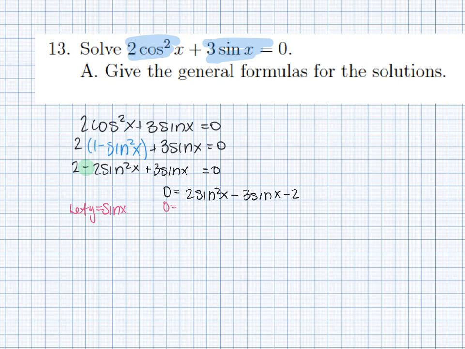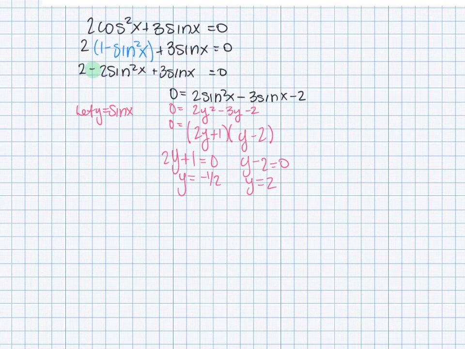So I'm going to rewrite this as 2y squared minus 3y minus 2 is equal to 0. And I can factor this to be 2y plus 1 times y minus 2. Remember, 0 is the only number that lets me do this. 2y plus 1 must equal 0. Y minus 2 must equal 0. And in fact, this means y equals negative 1/2 and y equals 2.